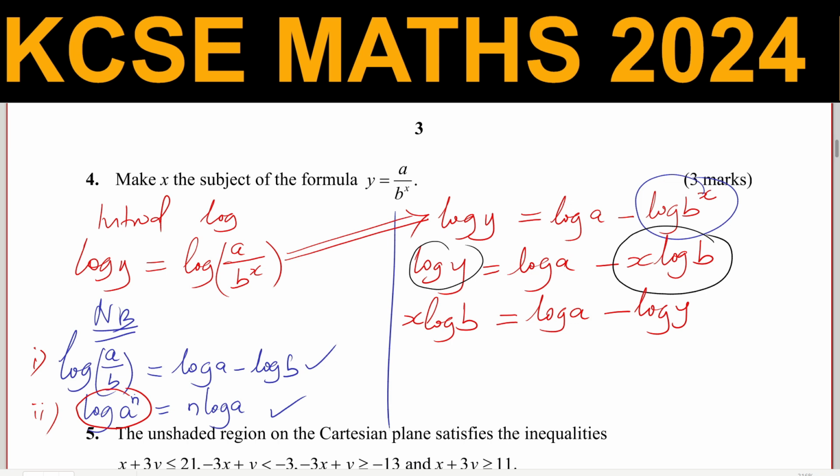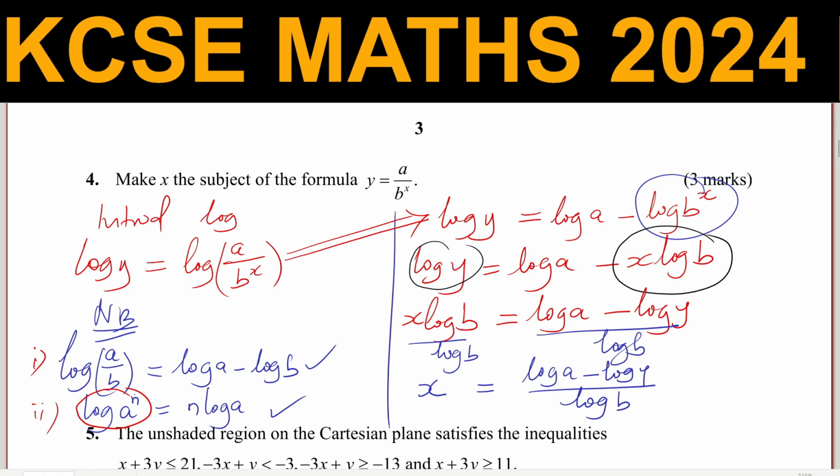Now from this point, remember we are making x the subject, so to remain with the x on the left hand side, you simply divide both sides by logarithm of b. And this will give x as logarithm of a minus logarithm of y, divided by logarithm of b. And we've made x the subject of the formula. So that is how you're supposed to work it out.